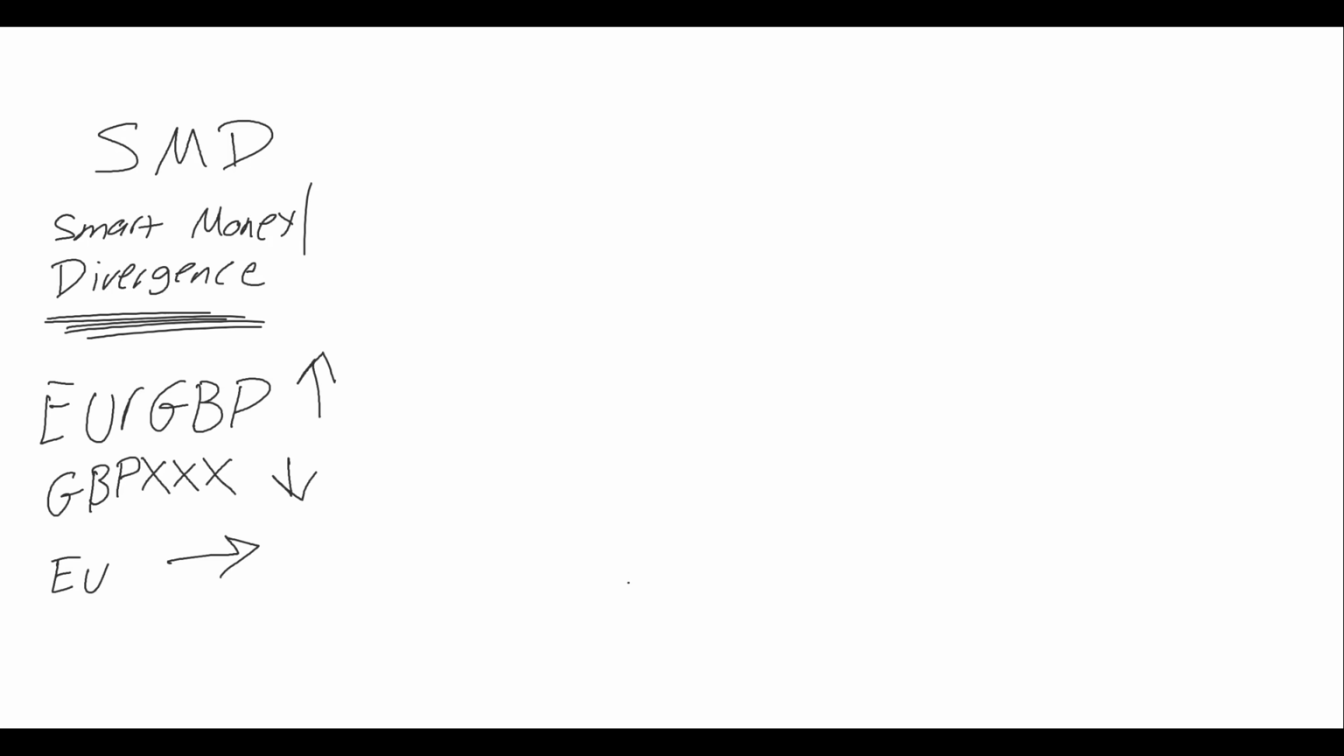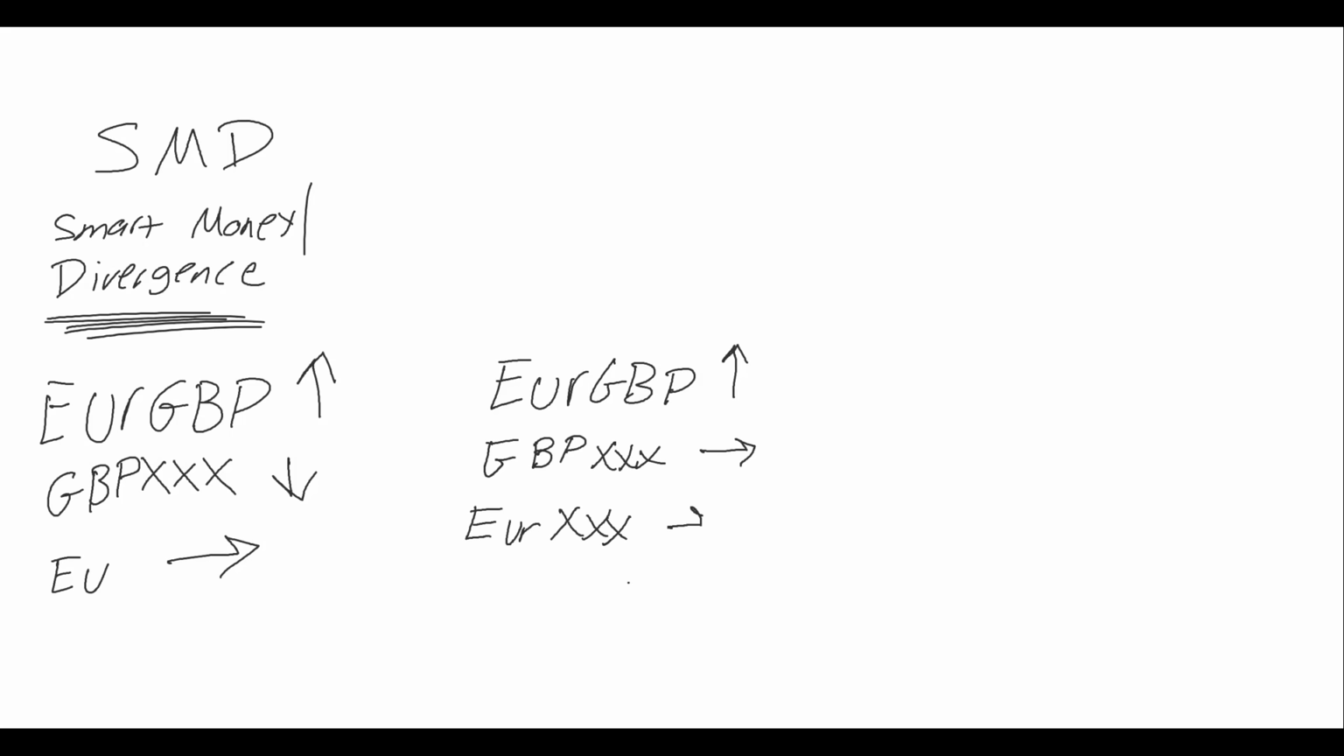So Euro GBP, if it goes up and GBP USD moves that day, Euro USD will consolidate. However, if Euro GBP goes up that night, and then GBP USD consolidates, or GBP XXX, whatever the case may be, consolidates, then Euro XXX will fall. So it's the same thing here.